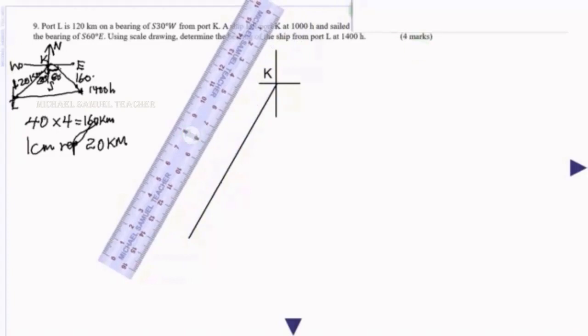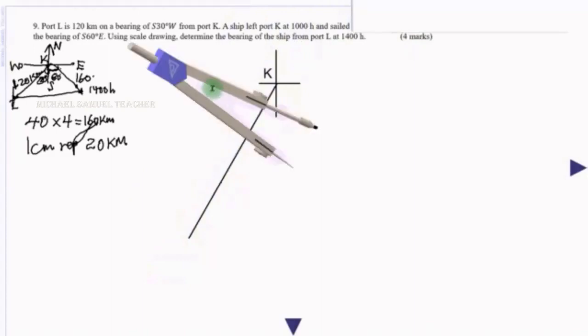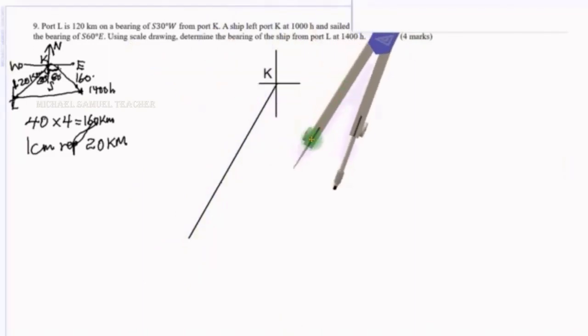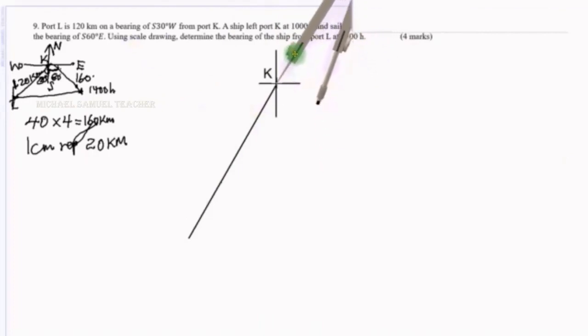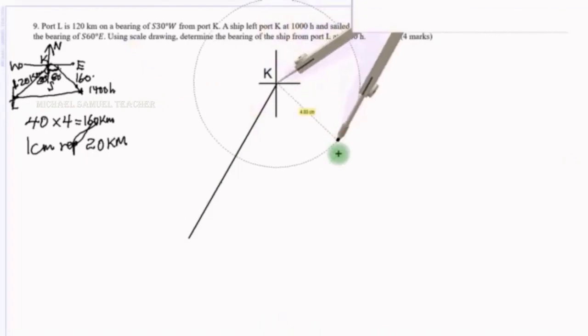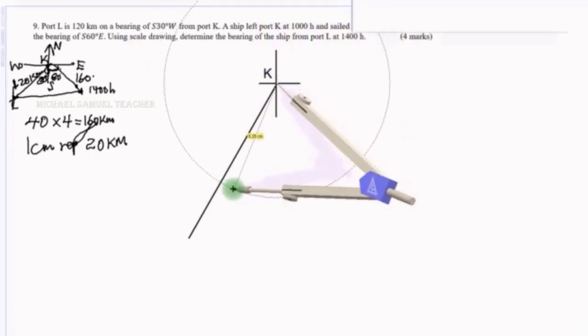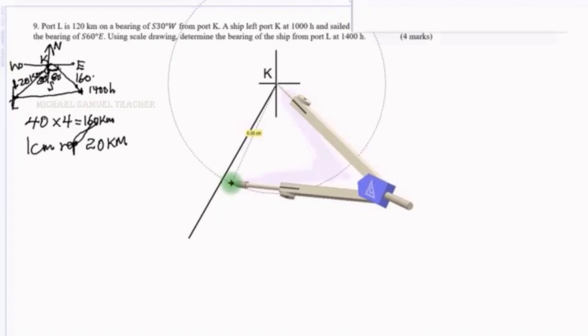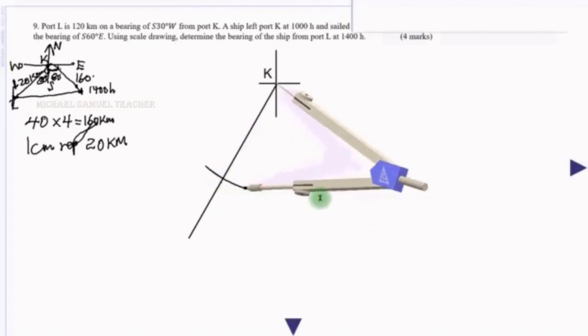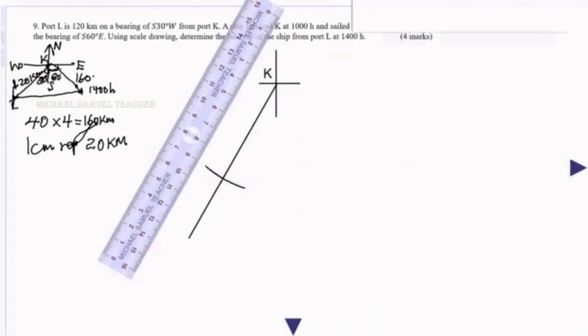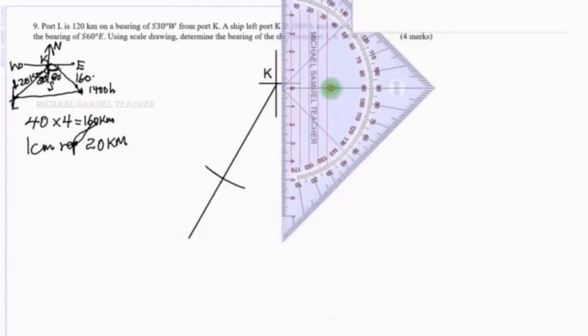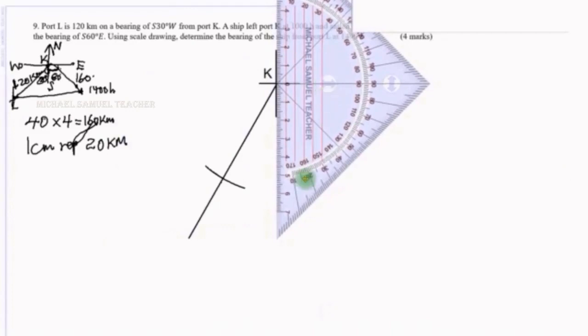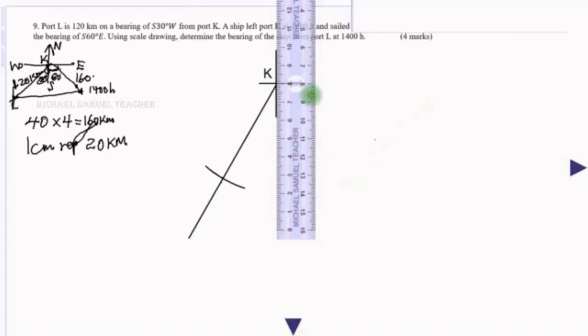Right. Then a length of 6, can mark there. Then one will measure an angle of 60 degrees from south at that particular point. I put the mark. So now use the ruler.